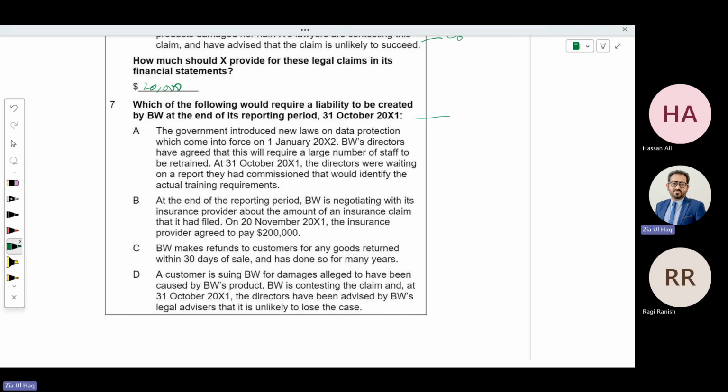A customer is suing BW for damages alleged to have been caused by BW products. BW is contesting the claim, and at 31st October 20X1, the year end, the directors have been advised by BW's legal advisor that it is unlikely to lose the case. Meaning the possibility of payment is remote. It means contingent liability. So where a liability should be recorded, provision liability, under C.